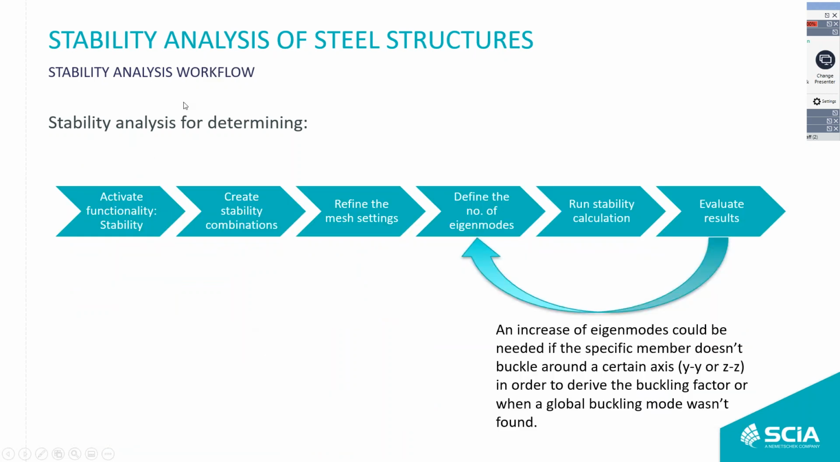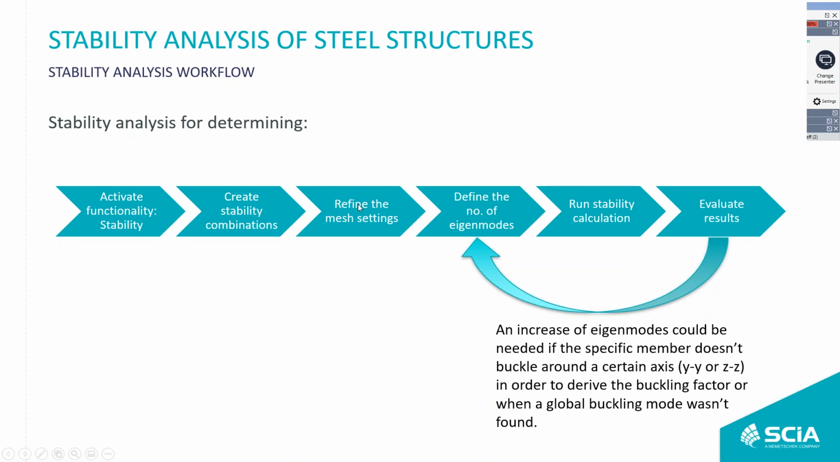So here we can see an overview of the workflow. The stability analysis is used for determining your alpha critical, your buckling shape, or your buckling factor. The first step you'll need to do is activate the functionality stability. You cannot execute the stability analysis without creating stability combinations.